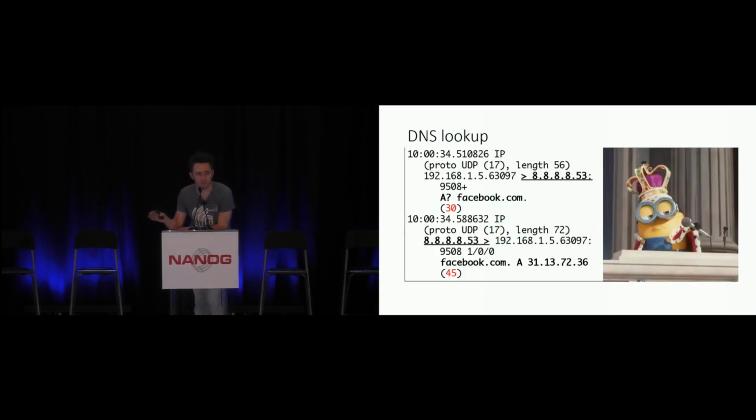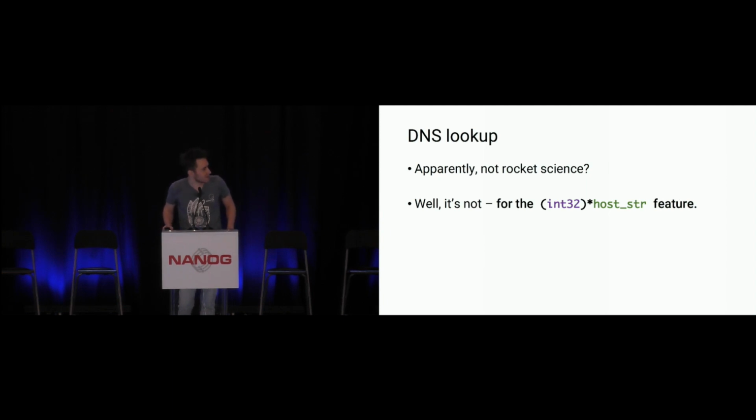And each DNS conversation is rather simple and straightforward. Like, you have a query which is 30 bytes long plus all the headers. Then you get an answer which is 45 bytes long plus all the headers, and that's pretty much it. So apparently, DNS isn't rocket science, right? Well, it's not, when we are talking about the type conversion thing we've started with. In theory, there's no difference between theory and practice, but in practice there is.